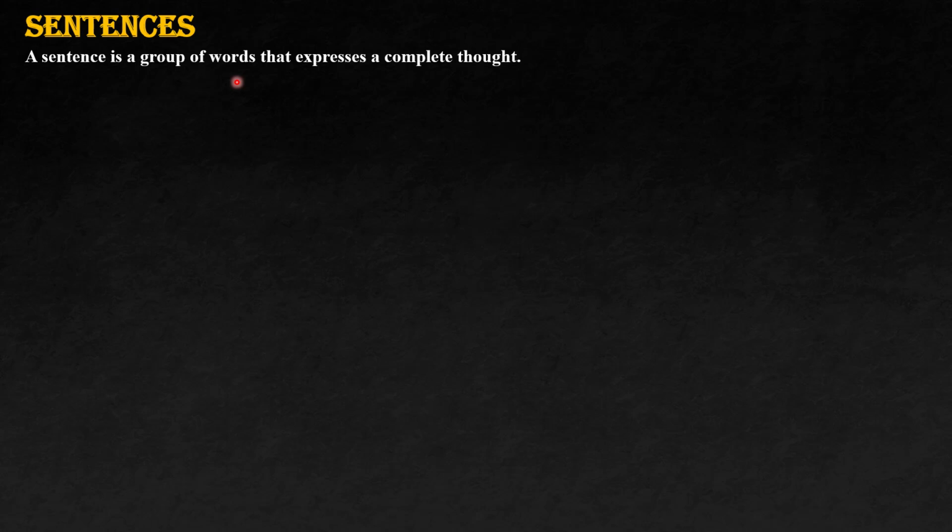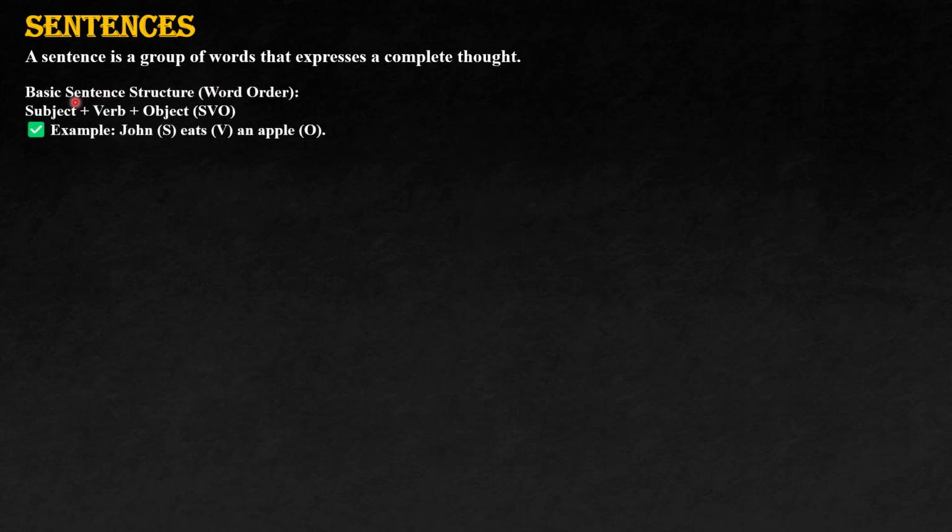Let's say, I like red color. Here the sentence indicates a complete thought. The person is liking the color, that is the red one. Okay, like that. So now here you could see the example.